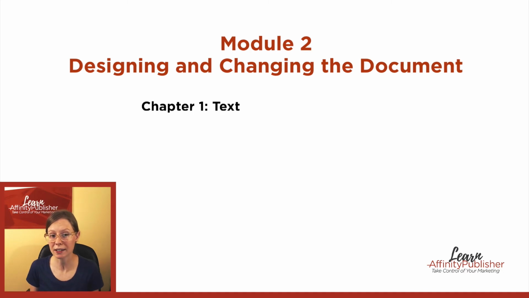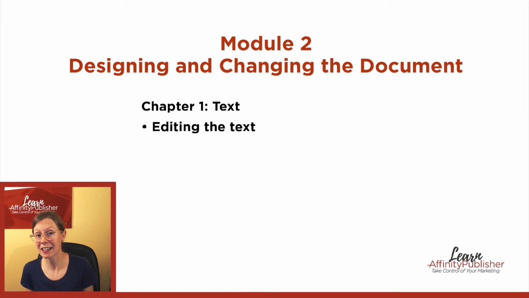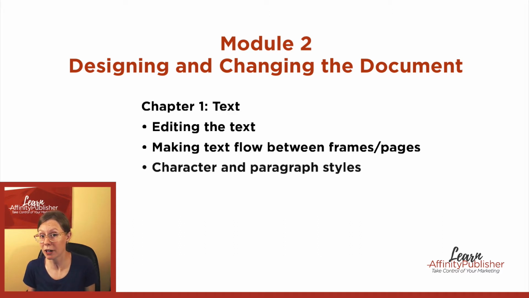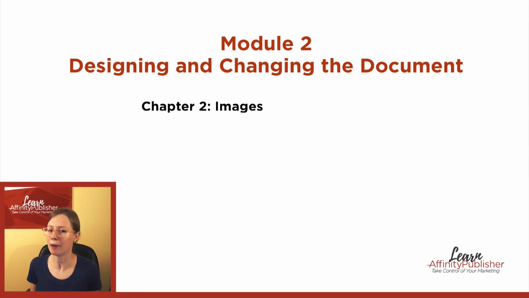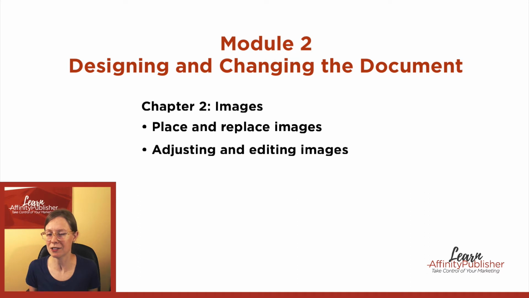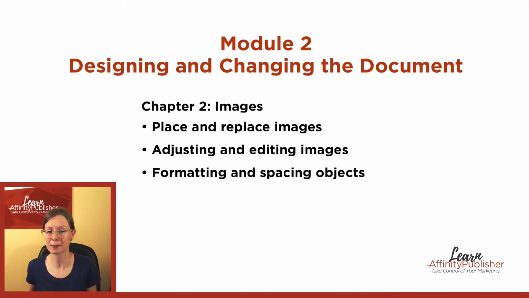So to make it a little more digestible, I've broken it up into several chapters. Chapter 1 is all about text. It's going to include things like editing the text, making the text seamlessly flow between text boxes or pages, and character and paragraph styles, what those are, and how they can make your life a whole lot easier. Chapter 2 is all about images. It's about placing and replacing images, quickly and easily editing images even if you don't have Affinity Photo, how to adjust the images, and how to format and space your objects.